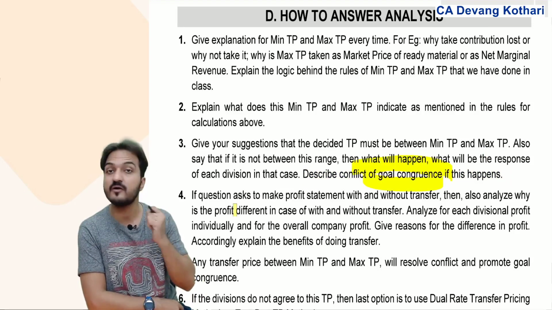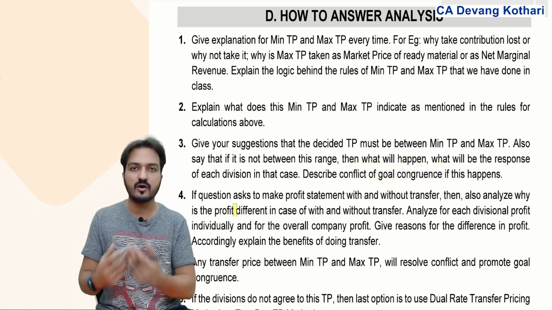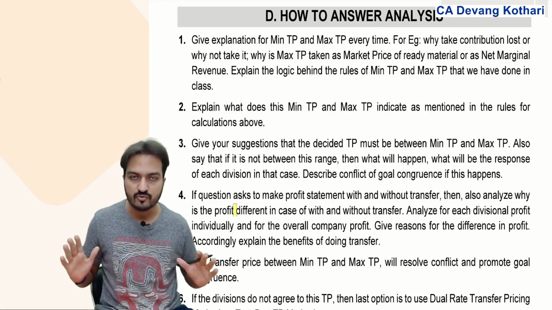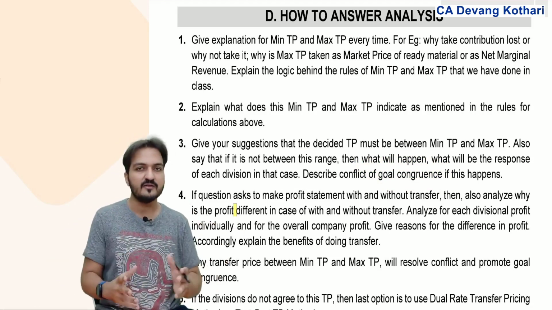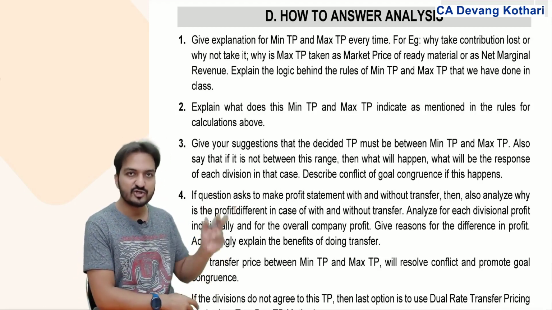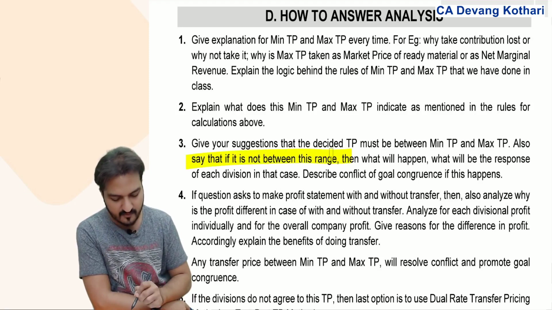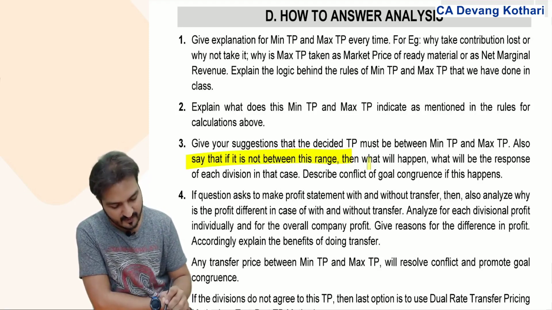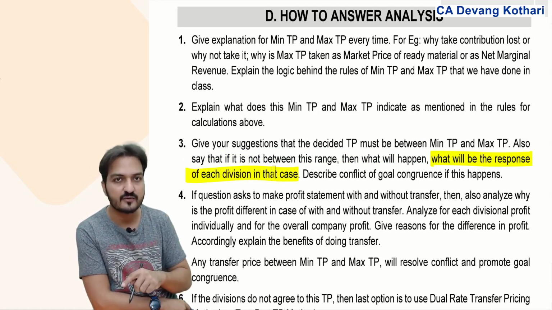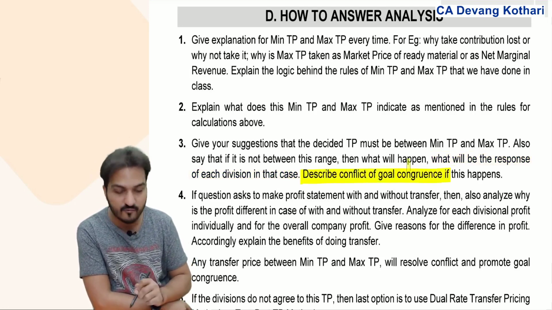Explain what that word conflict means. Conflict means that divisional decisions will not be same as the company overall decision. Division A decided he will not do transfer, but from the overall viewpoint of the company, transfer should be done. This is called conflict of goal congruence. Mention that in your description here. So you also say that if the decided transfer price is not in the range, what will be the response of each division? Which division will like the transfer? Which division will not like the transfer? If he does not like the transfer, there will be conflict of goal congruence.